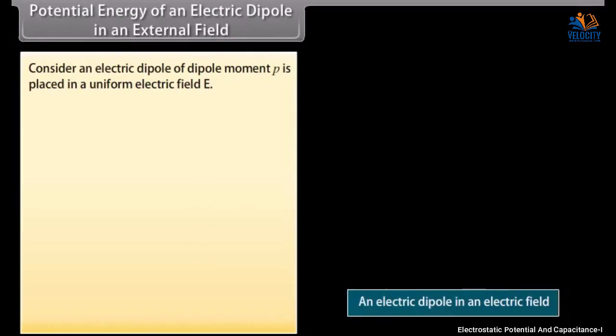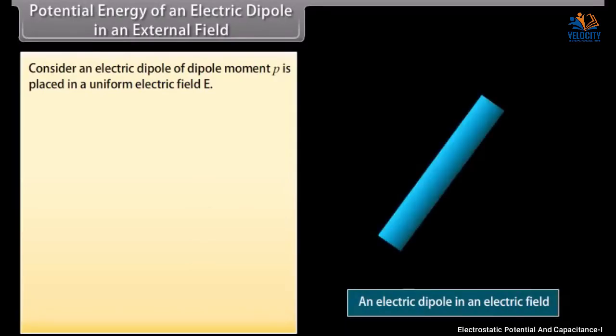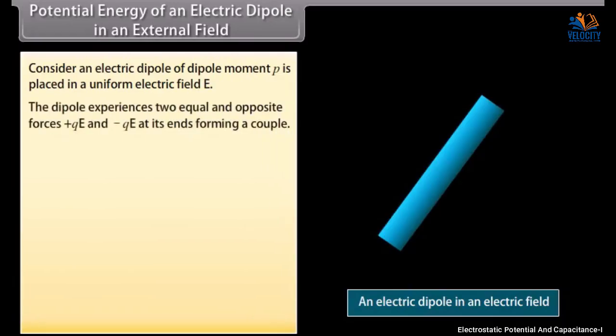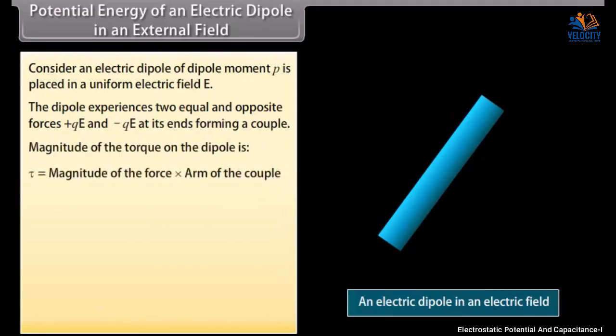Potential energy of an electric dipole in an external field. Consider an electric dipole of dipole moment P placed in a uniform electric field E. The dipole experiences 2 equal and opposite forces, plus QE and minus QE, at its ends, forming a couple. The magnitude of the torque on the dipole is equal to the magnitude of the force times the arm of the couple. Tau is equal to QE times 2L sin theta, which is equal to PE sin theta.